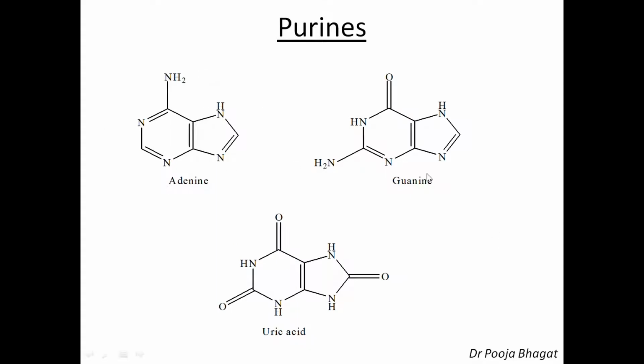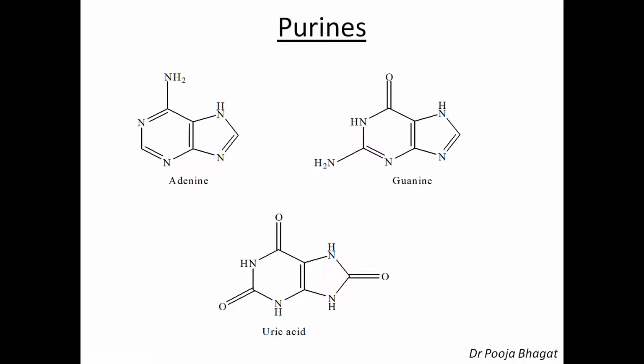Now these are the 3 purines which we will discuss in this video. This purine is called adenine. This purine is guanine and this is uric acid. You have to remember these structures. In adenine, an NH2 group is present at the 6th position. In guanine, at the 2nd position an amino group is present, and at the 6th position an oxo group is present. And in uric acid, the oxo group is present at the 2nd, 6th and 8th positions.